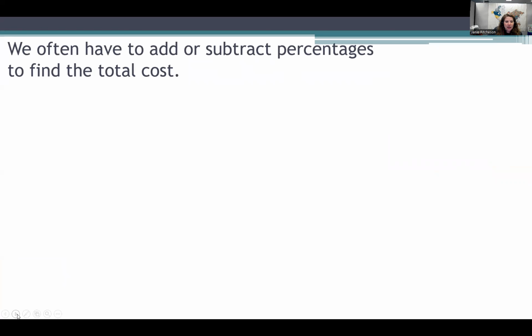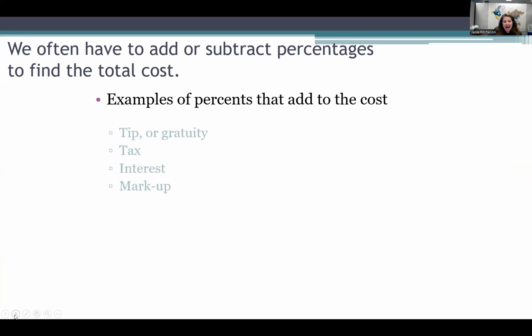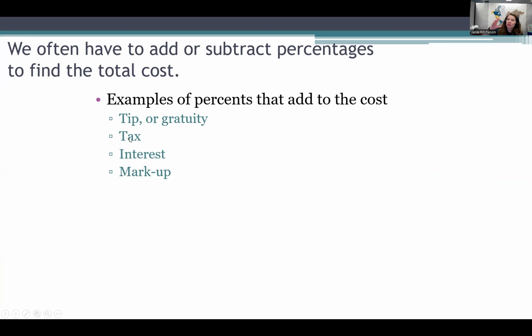All right, so a lot of times we'll add or subtract percentages to find the total cost. Examples of percents that add to the cost. So a lot of times in order to find the tax, people will do the tax separately, and then they'll add it to the original. If someone's leaving a tip, they'll figure out the tip. If you're sitting in a restaurant and you got to pay tip, they'll figure that out separately and add it to the total. Interest, markup.